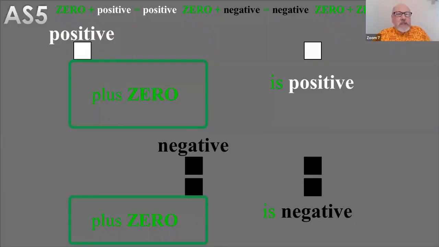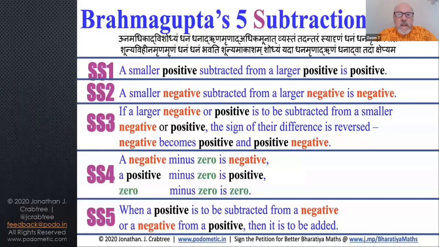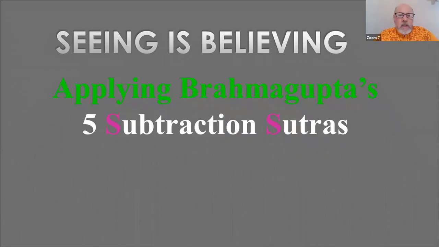Okay, so Addition Sutra 5 is basically the additive identity property of 0. 0 plus positive is positive, and negative plus 0 is negative. So there are the sutras, the Subtraction Sutras. Now, let's apply a couple of them for some difficult problems.